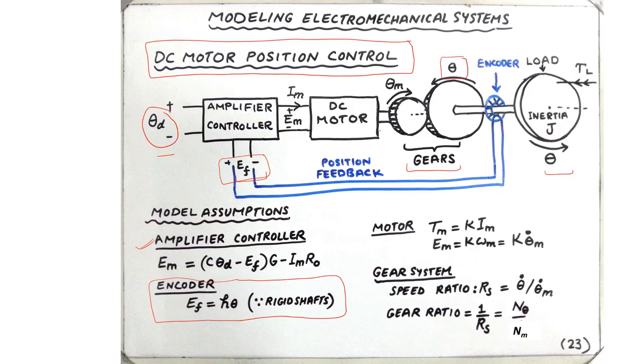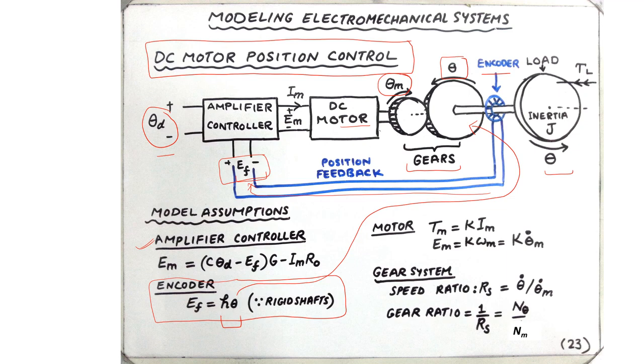That information is fed back into the system by means of an encoder. So EF is equal to h theta, where theta is the angular displacement of the larger gear. The smaller gear is mechanically coupled to the rotor of the DC motor, and it has a different angular displacement variable theta m. And we shall explore these displacement variables in more detail in a bit.